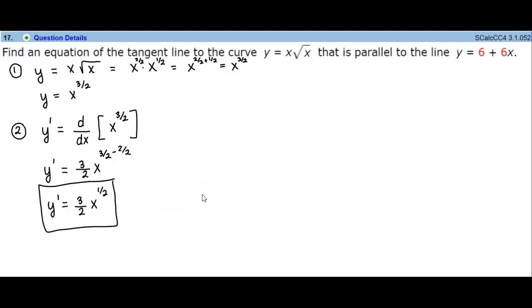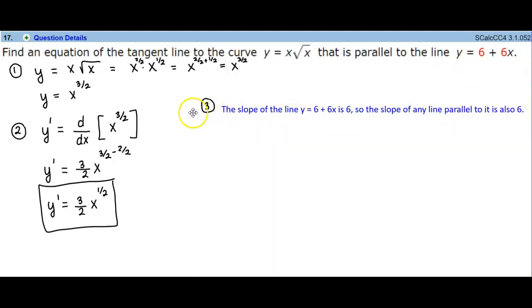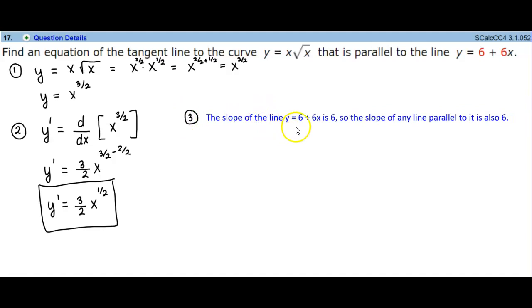Okay, now we need to determine what is the slope of the line that is parallel. The slope of the line y equals 6 plus 6x is 6. So the slope of any line that's parallel to it is also going to be 6. So what does that tell us? That tells us that y prime is going to equal 6, and we're going to substitute it into the derivative function.